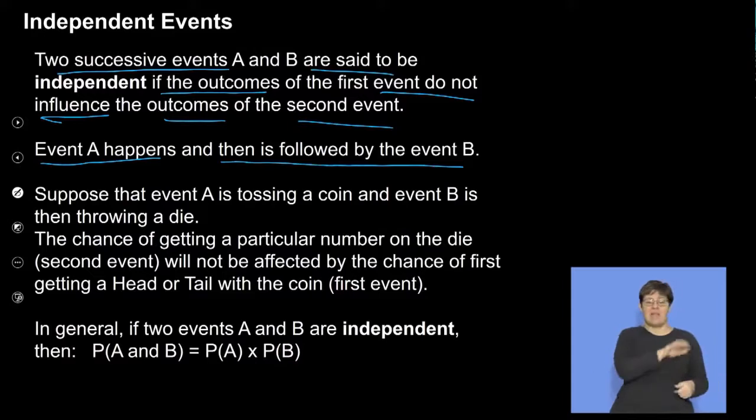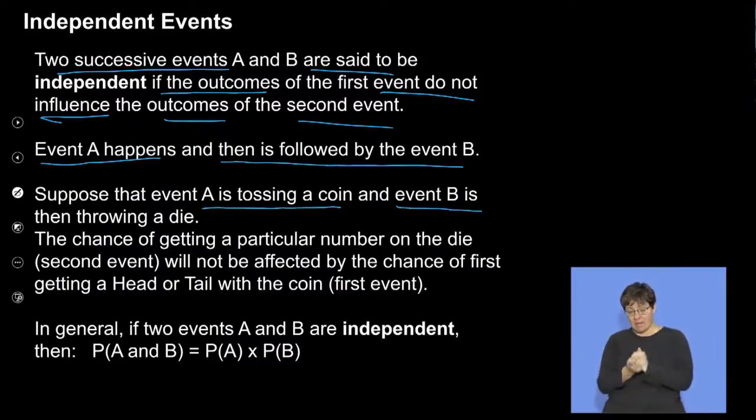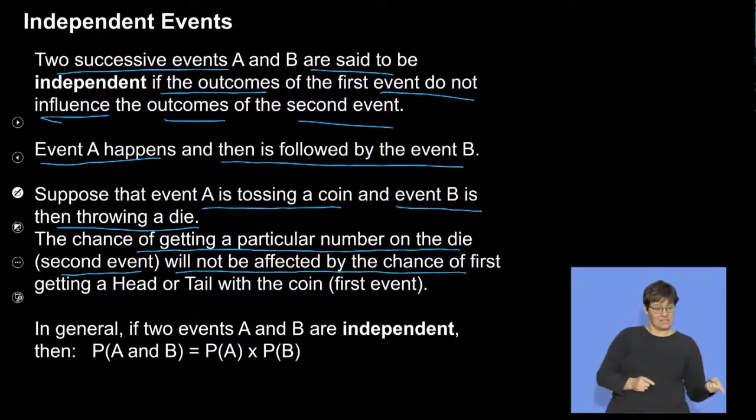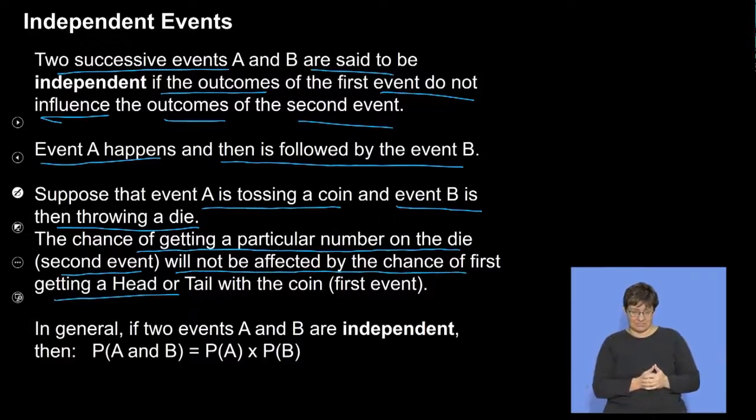Suppose that event A is tossing a coin. Event B is throwing a die. The chance of getting a particular number on a die, the second event, will not be affected by the chance of getting head or tail, with the coin being the first event.